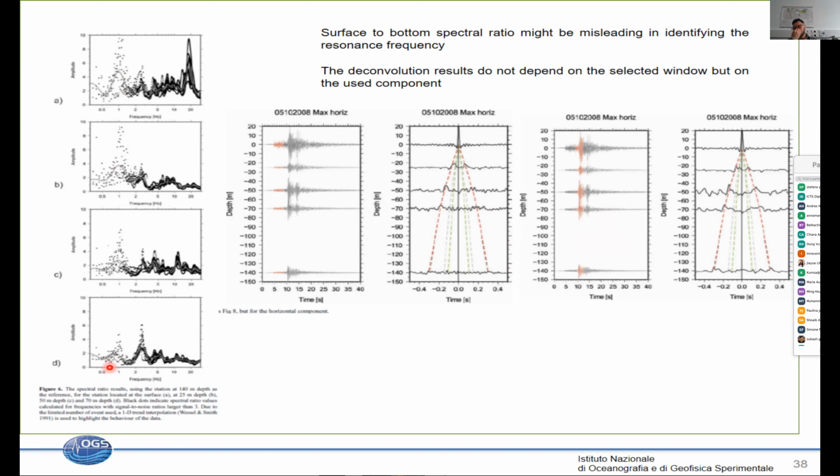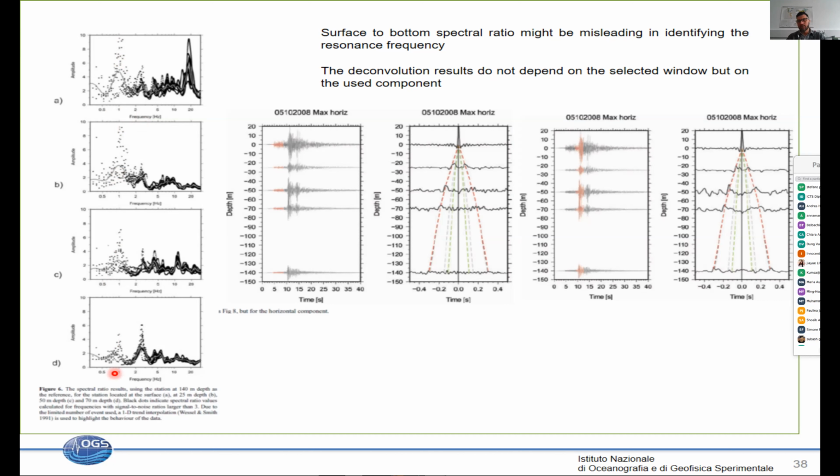frequency. Now, if my input motion, so if I would be on a good rock site, when I increase the thickness of the sediments, so I'm going from the bottom to the top, I would have expected that the resonance frequency should become smaller, if this is the resonance frequency. But independent of where I am in the borehole, whether at the surface, 25 meters, 50 meters, 75, the first peak is always at the same frequency.